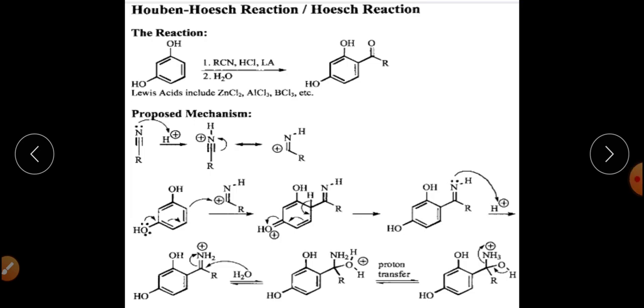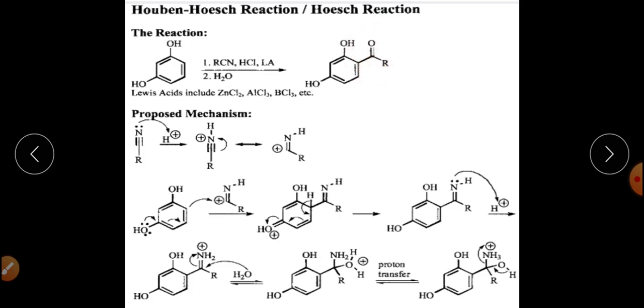For example, this is the reaction. This is your polyhydroxy compound, and the Lewis acid that we can take here may include ZnCl2, BCl3, AlCl3, etc. And this is your nitrile. So COR group, that is acyl group, will be introduced on the benzene ring, ortho to this hydroxyl group and para to this hydroxyl group.